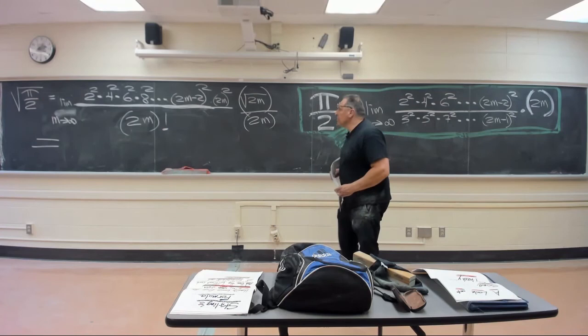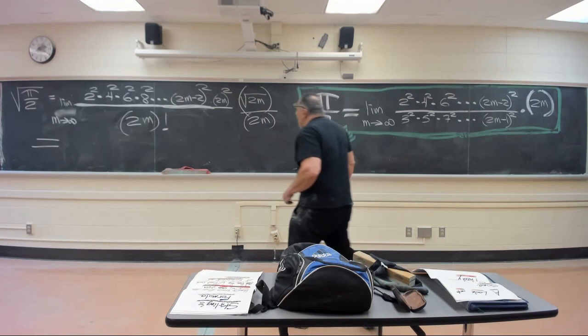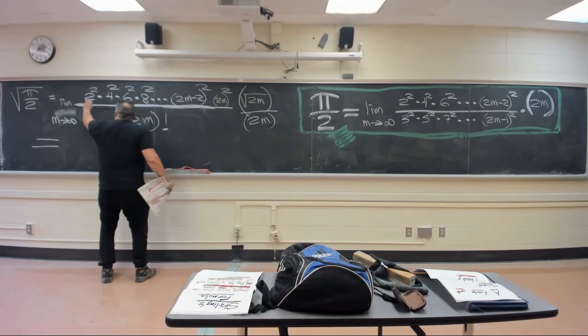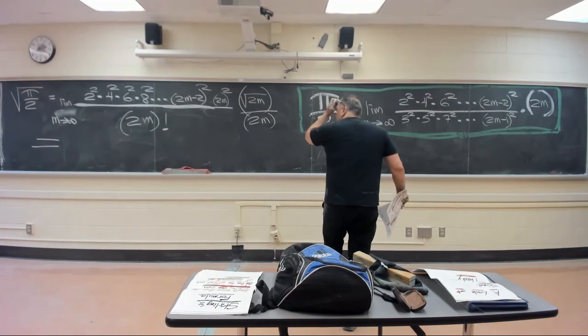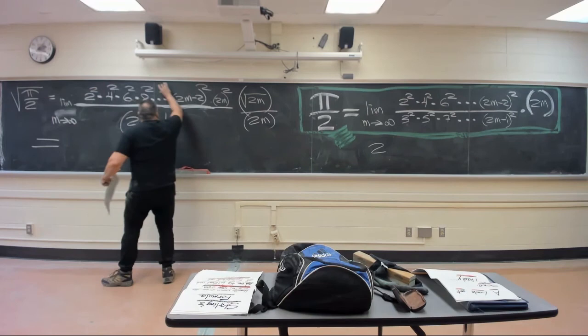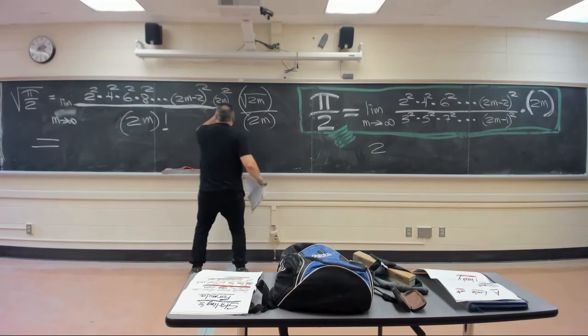What's going on here? There's a 2 every time. I can pull a 2 out of here. Guys, I don't know where you want to go with this, how you want to do this. Is everybody okay with a 2 being pulled out? Forget the exponents up here, the twos. Forget them for a while.